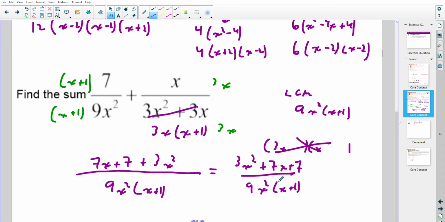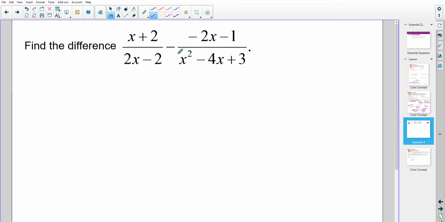So that is my answer after I add. Again, always check and see if you can factor. If you can factor and there's a cancellation, then you would be able to simplify it. Finding the difference. Okay, so in this problem, again, always start with factoring. x minus 1, x minus 3.